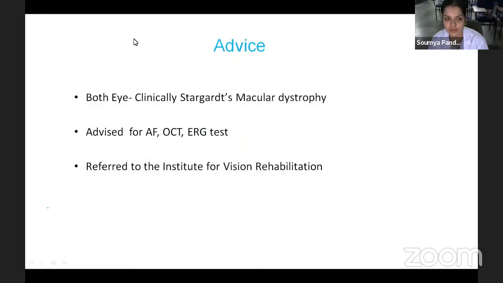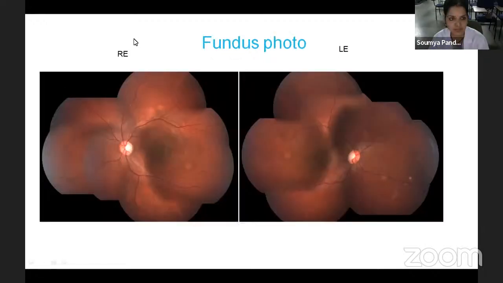Based on these clinical findings, he was diagnosed as macular dystrophy, and retinal investigations like autofluorescence, OCT, and ERG were advised. He was also referred to the Institute for Vision Rehabilitation for further management. Now I'll request Dr. Padi to describe the fundus details and the investigation report, what we find in this case and what the findings are for Stargardt disease.